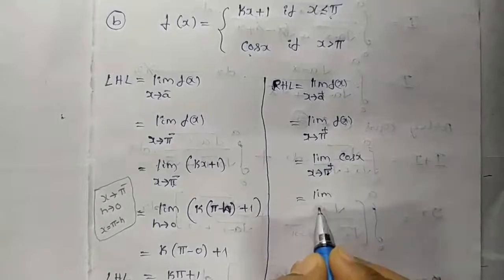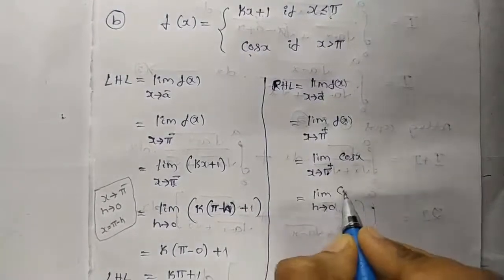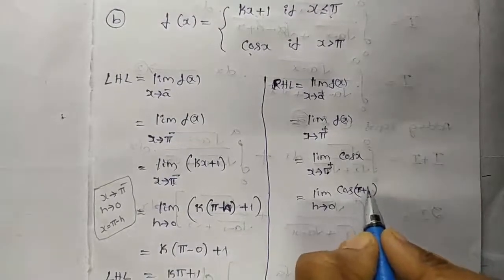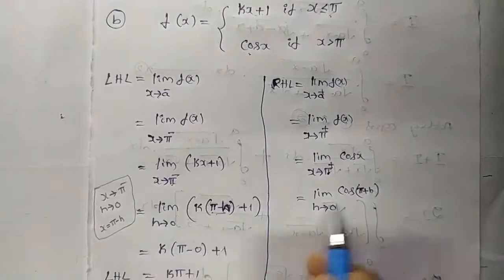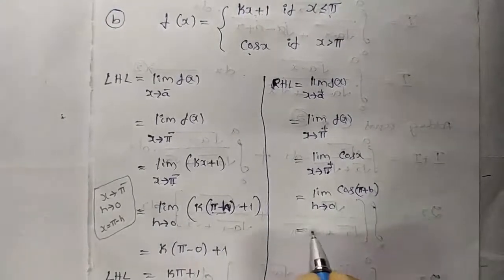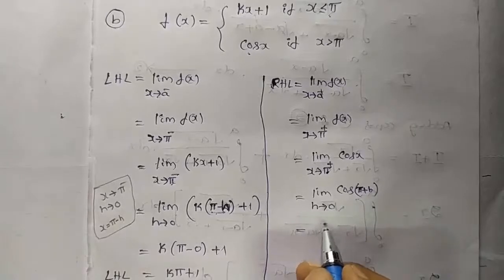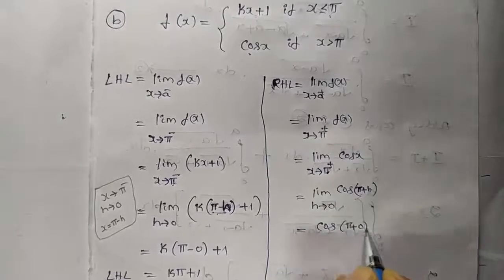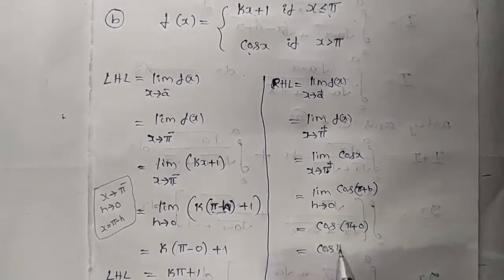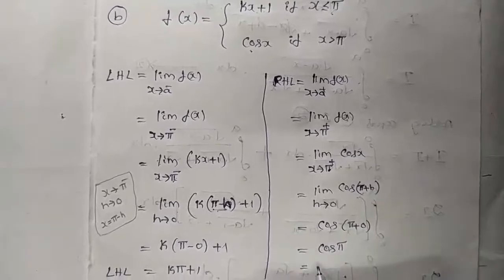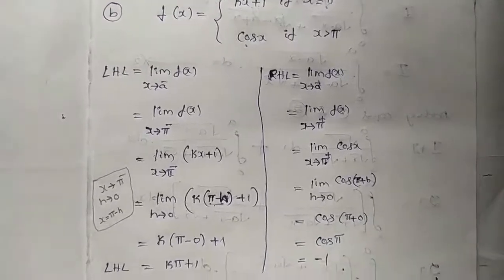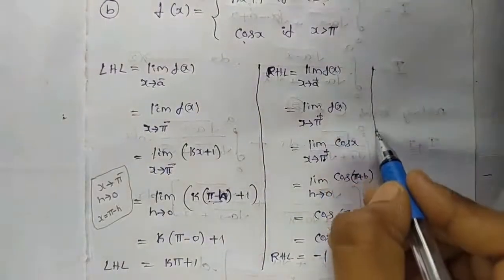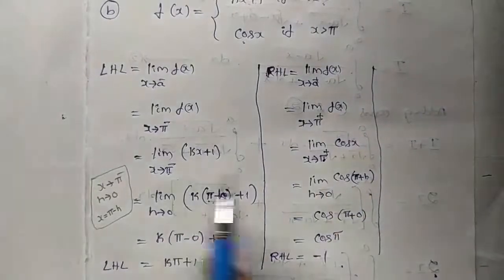Suppose that as h tends to 0, we take cos of pi plus h. Here it is pi minus h on the left, and pi plus h on the right. If we apply the limit, then cos of pi plus 0 equals cos pi. What is the value of cos pi? It is minus 1. So cos pi is minus 1, which is the right hand limit, and we have found the left hand limit, right hand limit.